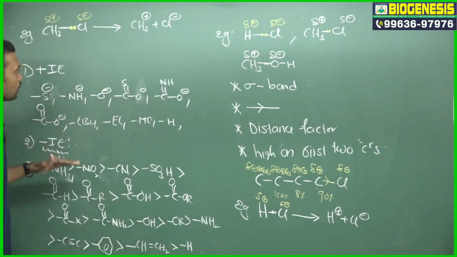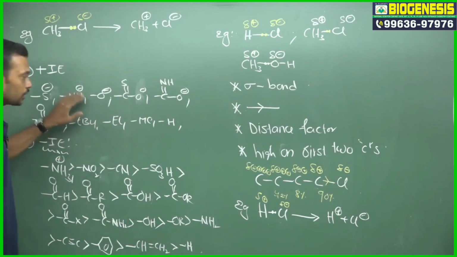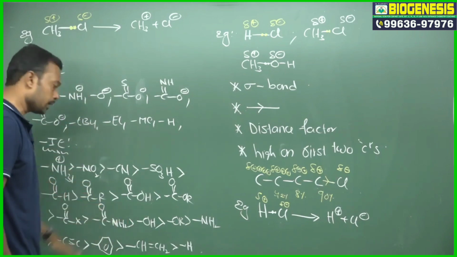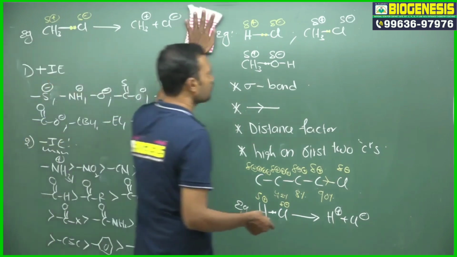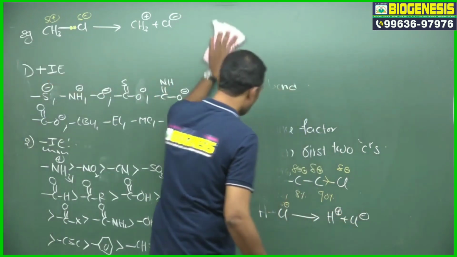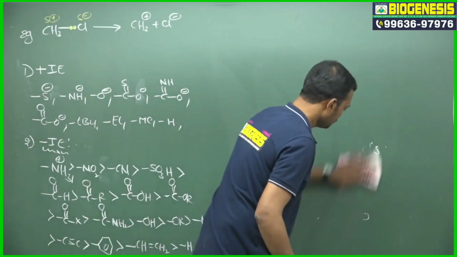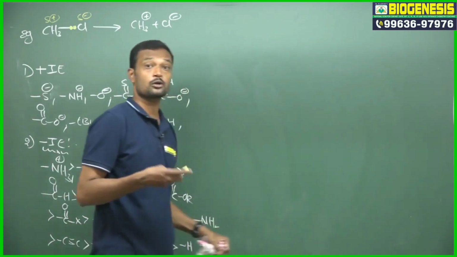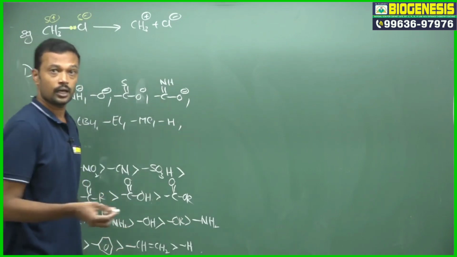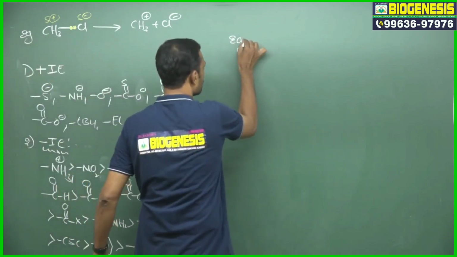Okay. So this is the actual indirect effect. These groups will donate electrons and this group will withdraw electrons through sigma bond only. They don't operate other than through sigma bond. Indirect effect is absent for molecules having a pi bond. Okay. So if a sigma bond is present and unequal electronegative elements are present, there you can expect an indirect effect here. Okay. Now see one example.